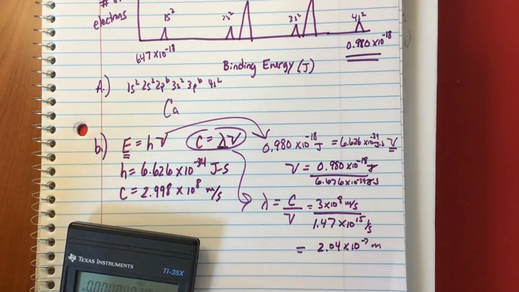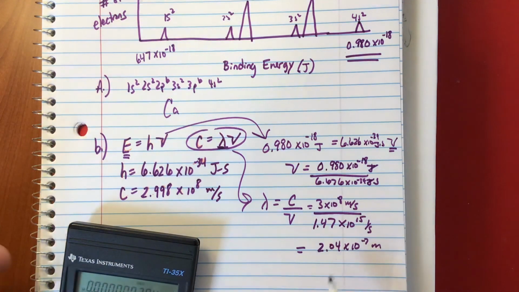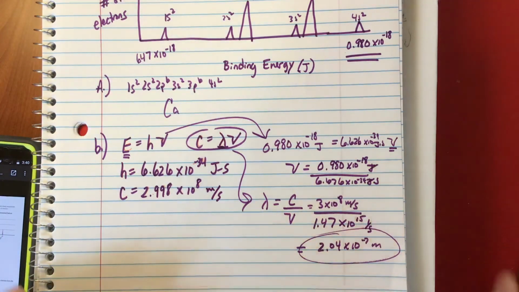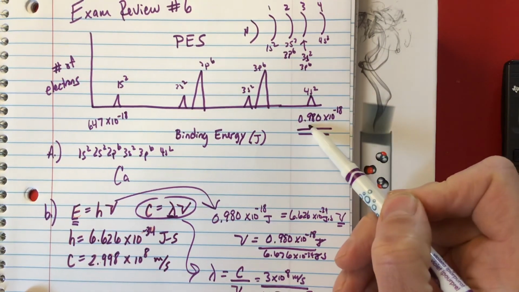So I believe that's what they're asking for here, the wavelength in meters of the electromagnetic radiation needed to remove an electron. So there we go. There's our wavelength in meters, which corresponds to the energy needed to remove a valence electron with that binding energy.